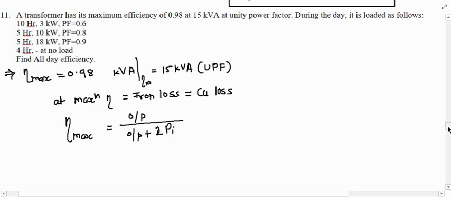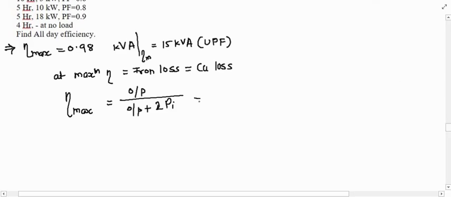Now what is the output? This is output in kW. When the output is given in kVA, then we have to convert that into kW. So what is the kVA at maximum efficiency? 15. What is the power factor? 1. So kVA into power factor is nothing but your kW, into 1000, because I have to convert kVA into VA, divided by 15 into 1 into 1000 plus 2 Pi.